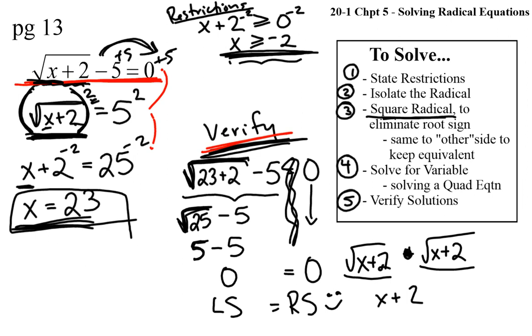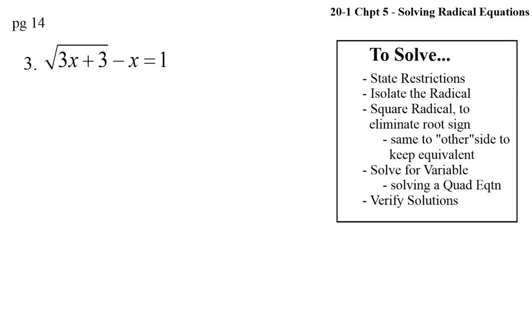Solving was very simple because all we had to do was get rid of a plus 2. They're going to get a little trickier. Here's where it gets a little trickier. If we go to page 14, we have root 3x plus 3 minus x equals 1. Here we go. Step number 1, state your restrictions.